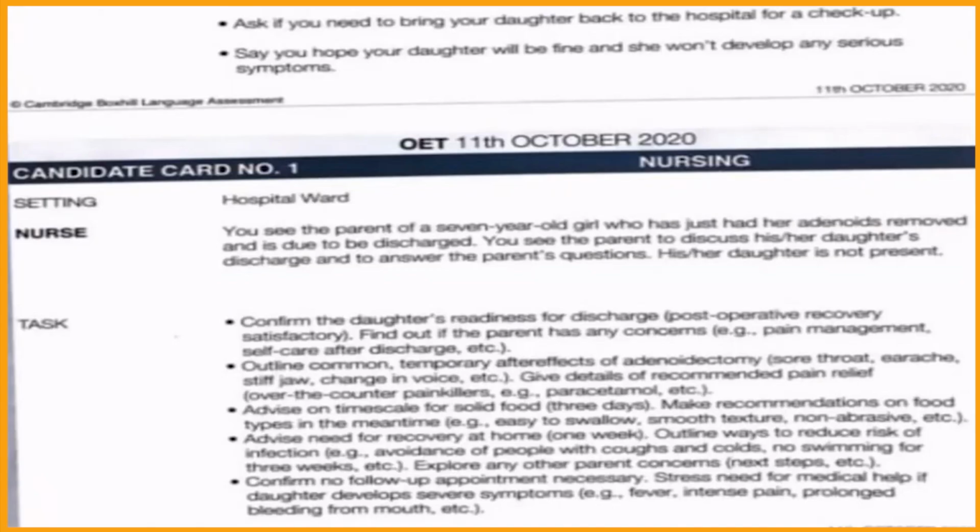Well, I am sorry. She is advised 1 more week rest at home for complete recovery. I shall also explain how to reduce her risk of infection. Firstly, she needs to avoid close contact with people who have cough and cold. She is strictly prohibited from swimming for 3 weeks. I hope you are following me.